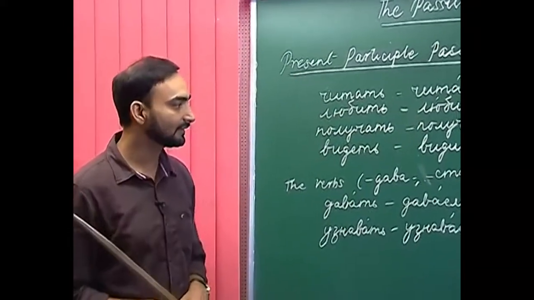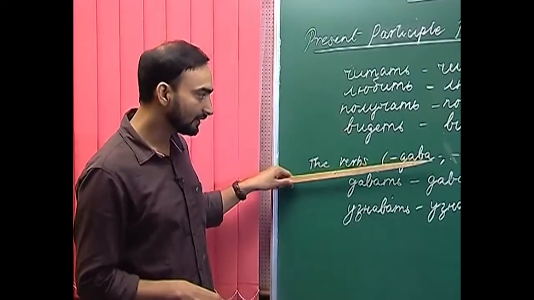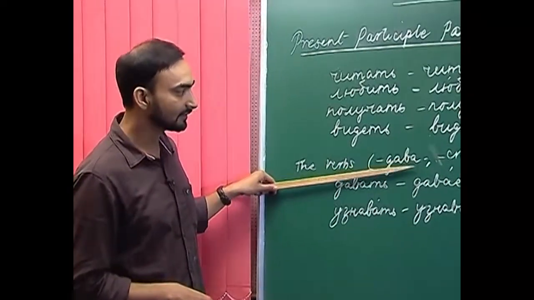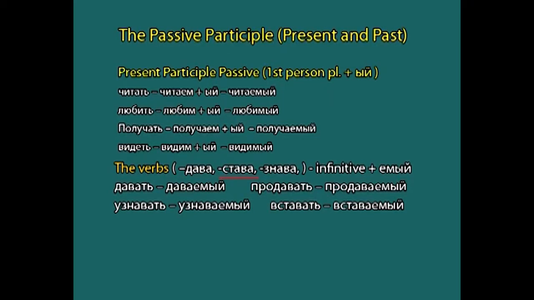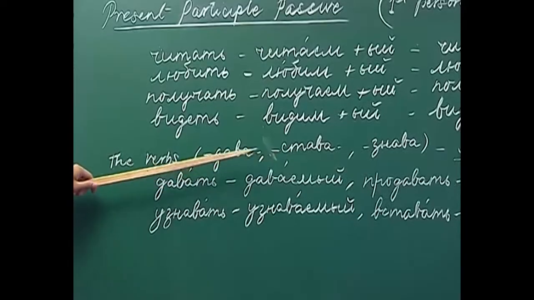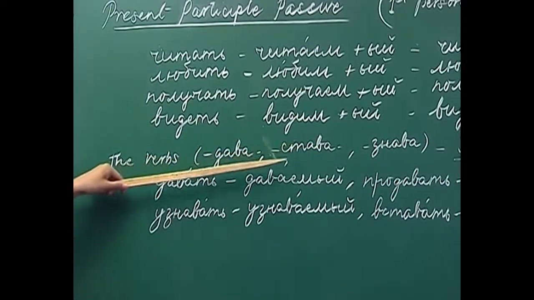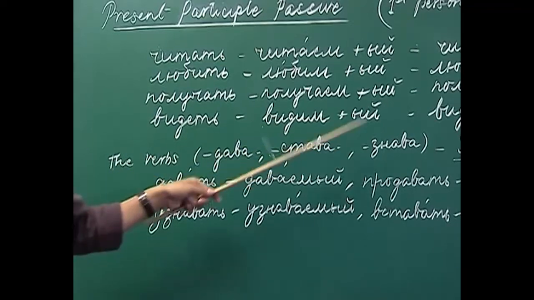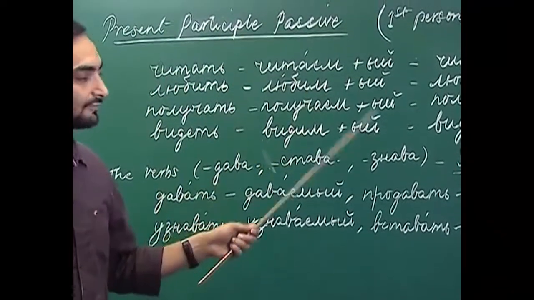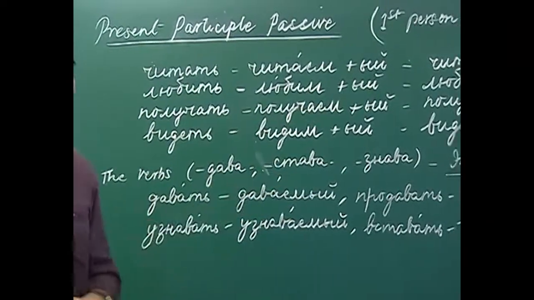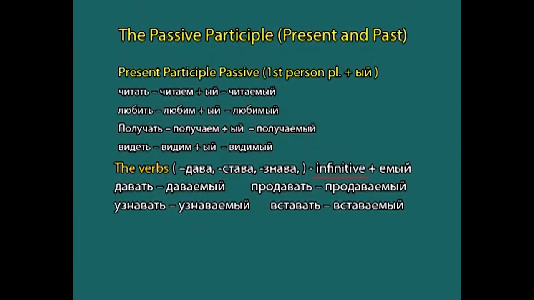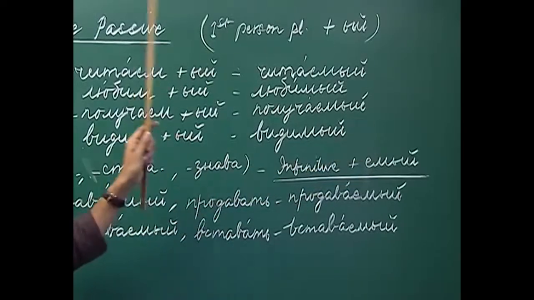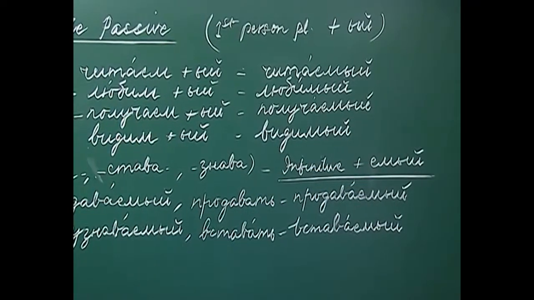Now there are certain verbs with the endings -давать, -ставать, -знавать. If you come across verbs with these endings, then the present participle passive will be derived from their infinitive forms. So first you take the infinitive form, drop the ending, and add -емый at the end to get its present participle passive.